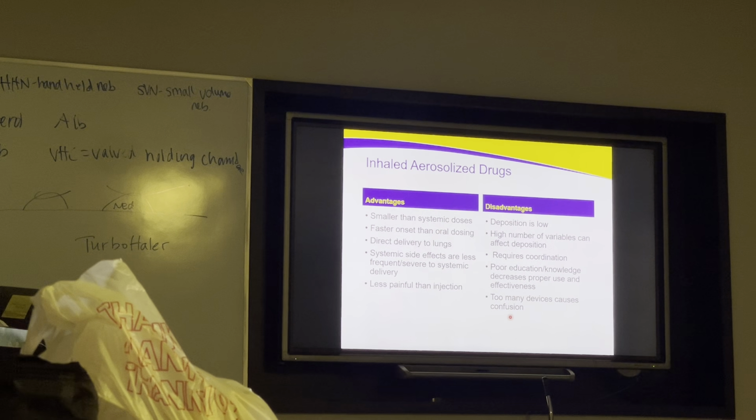All right, so aerosolized drugs, what's really great about them and what isn't? Well, what's really great is we have what we call lower systemic doses. So that means less of it goes through your body, right?